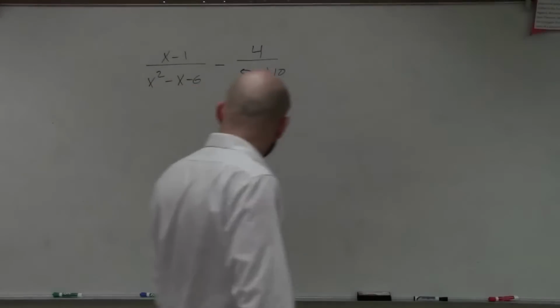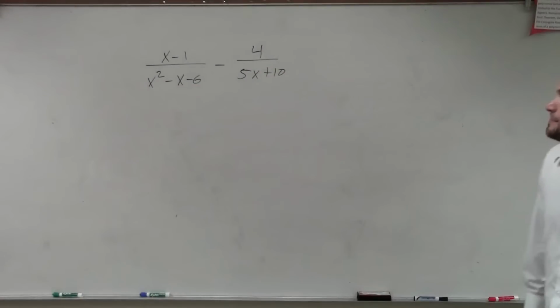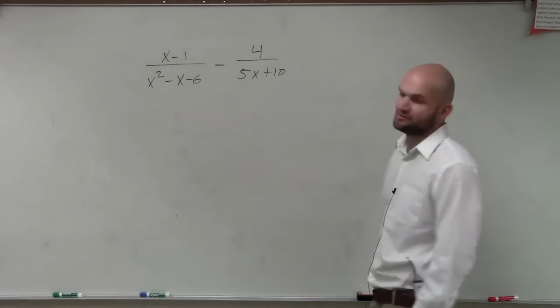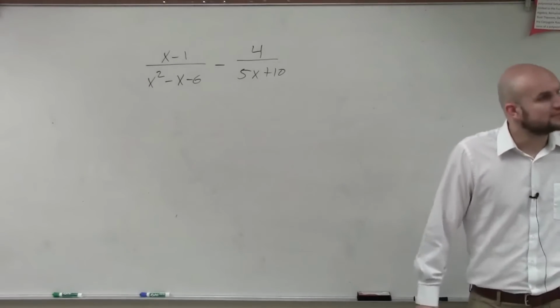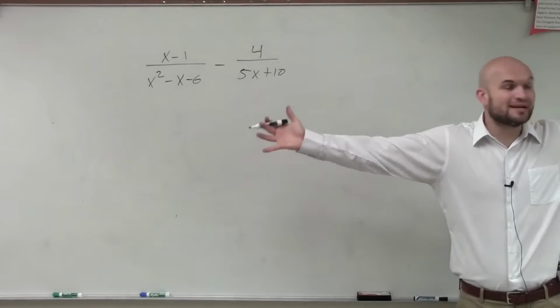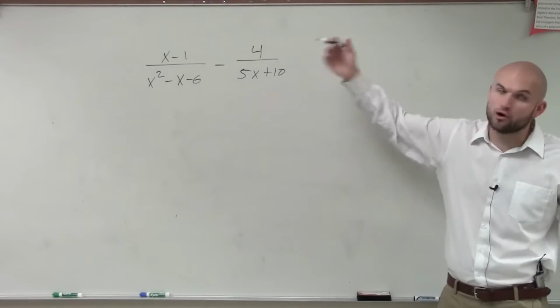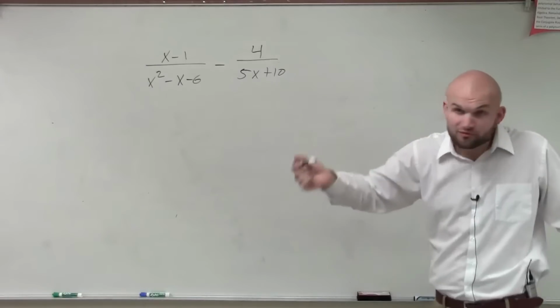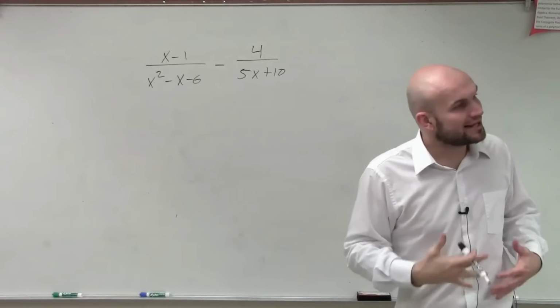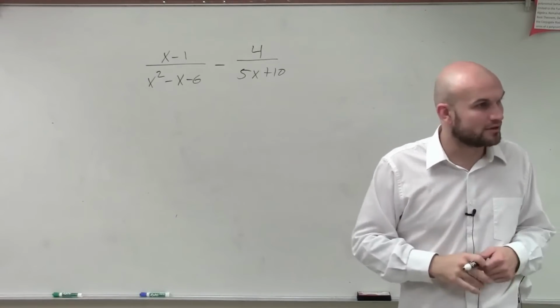Okay, so we have x minus 1 divided by x squared minus x minus 6, minus 4 divided by 5x plus 10. So just like we did before, we know we cannot subtract fractions. These are just two fractions, right? Or what we call rational expressions. But they're fractions in general. We cannot subtract them unless we have common denominators, right?